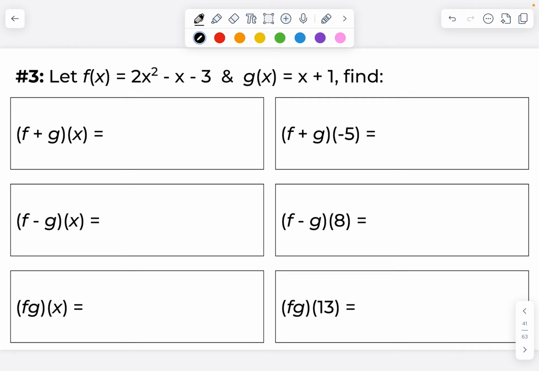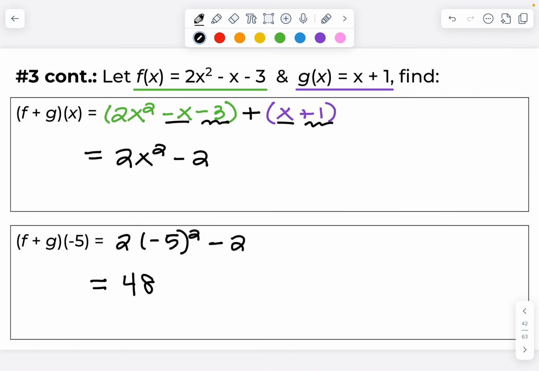I want you to practice addition, subtraction, and multiplication, and then I want you to practice plugging in a value into each of those. So take a few minutes, work through each of these problems, and then we'll review them together. I'm going to kind of stagger it, so I'll do the addition and show you the answers, and then we'll do the subtraction, I'll show you the answers, and then the multiplication, I'll show you the answers. So you could just do the addition right now.